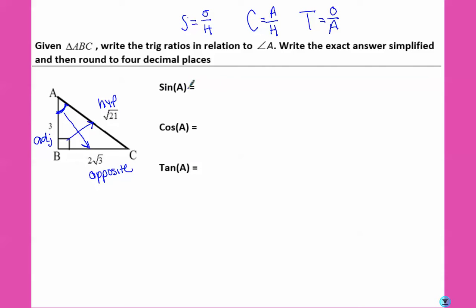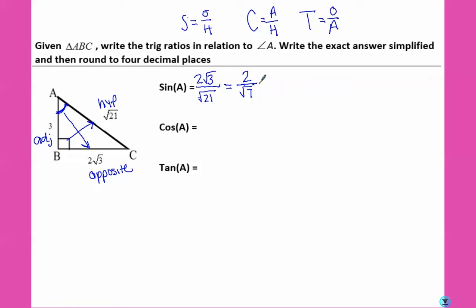So if we want sine of A, we want the opposite side, which is 2 root 3, over the hypotenuse, which is the square root of 21. Now if you notice, we have a square root in the top and a square root in the bottom, and they are both divisible by 3. So we're going to simplify 3 over 21 would simplify to 1 over 7. So I'm going to simplify this to 2 over the square root of 7.